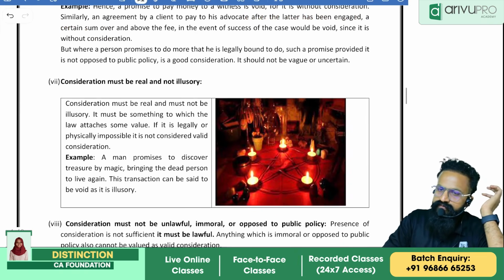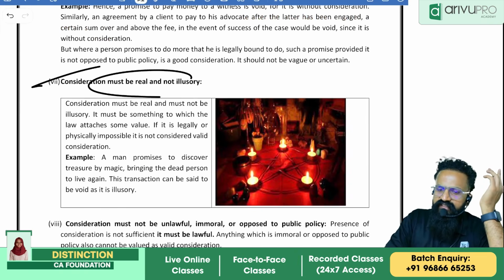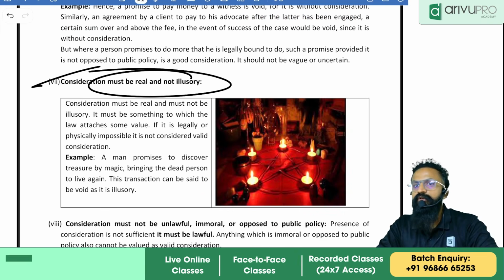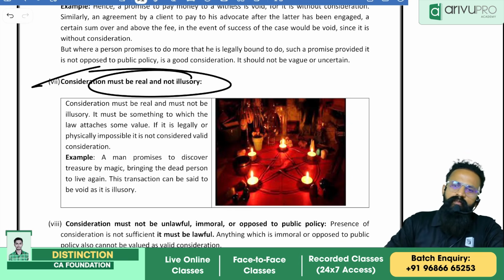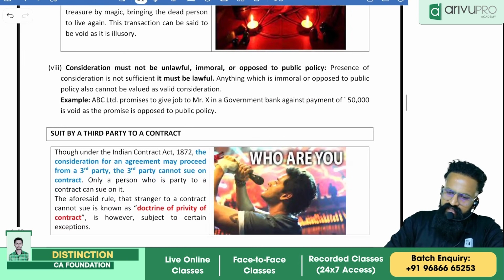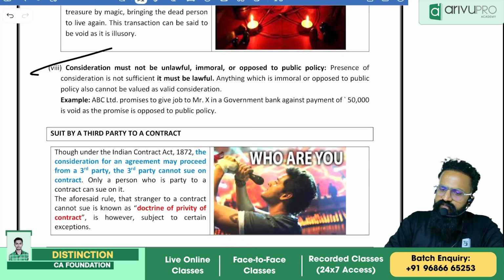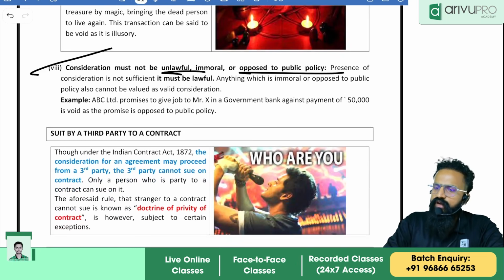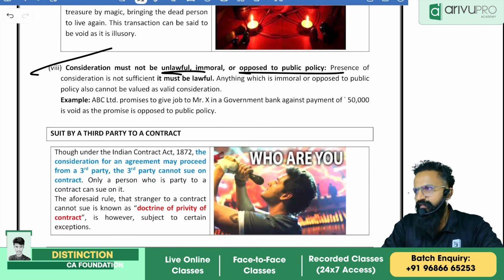Remember, consideration must be real and not illusory. That means it should be possible to perform. Black magic and all is not possible. Consideration must not be unlawful, immoral, or opposed to public policy.